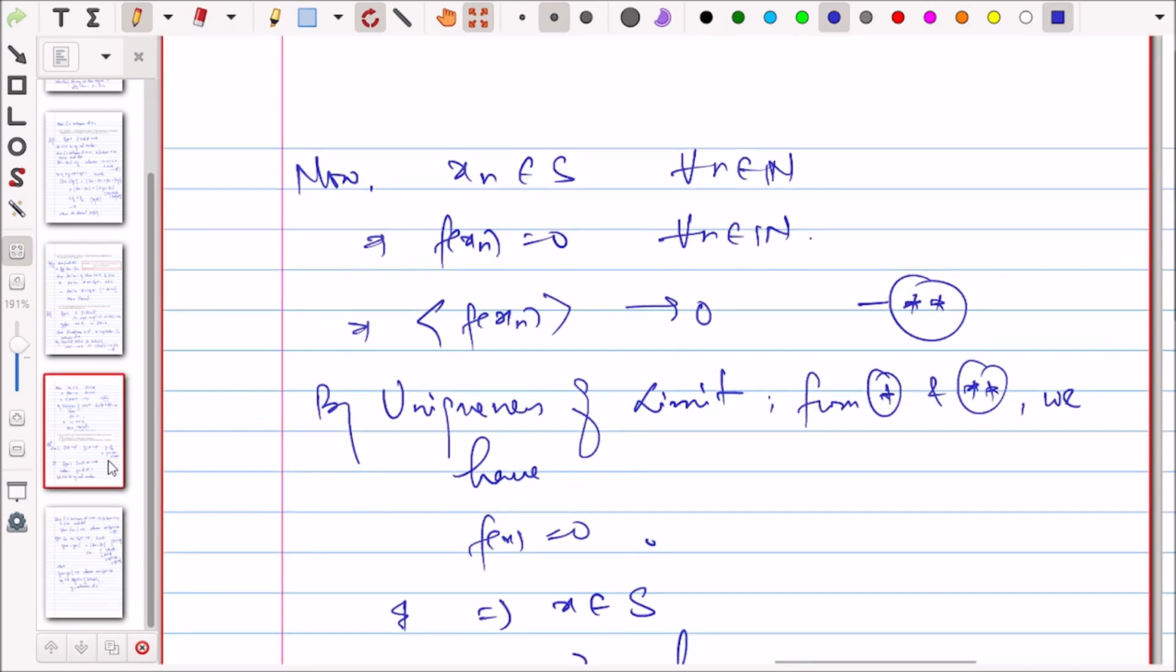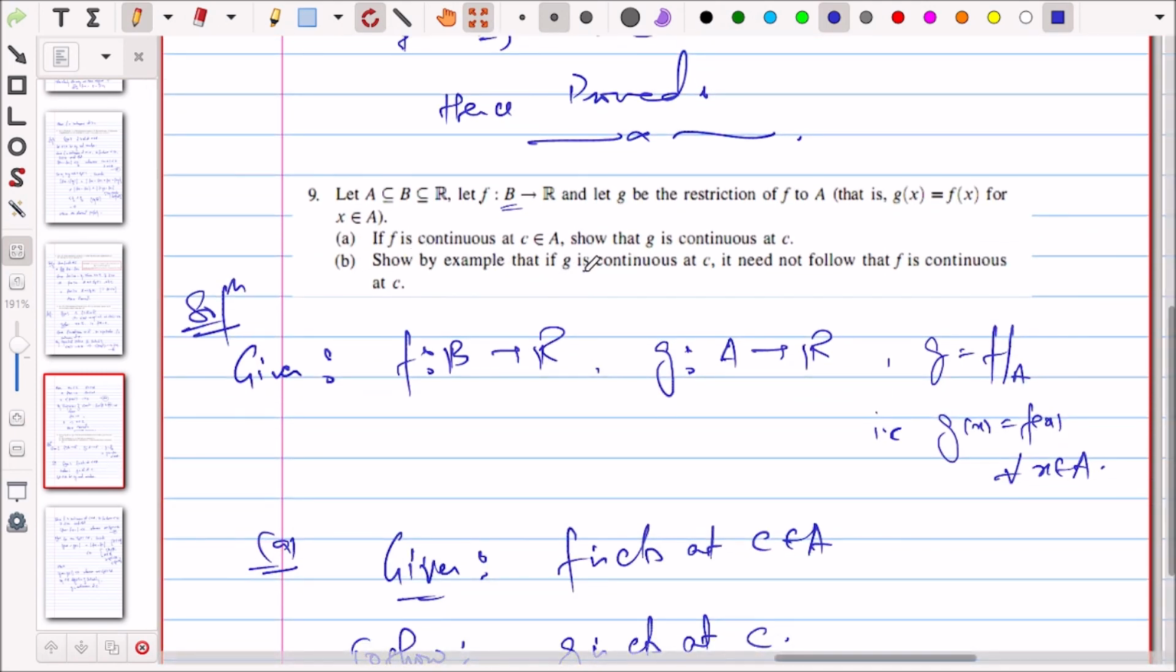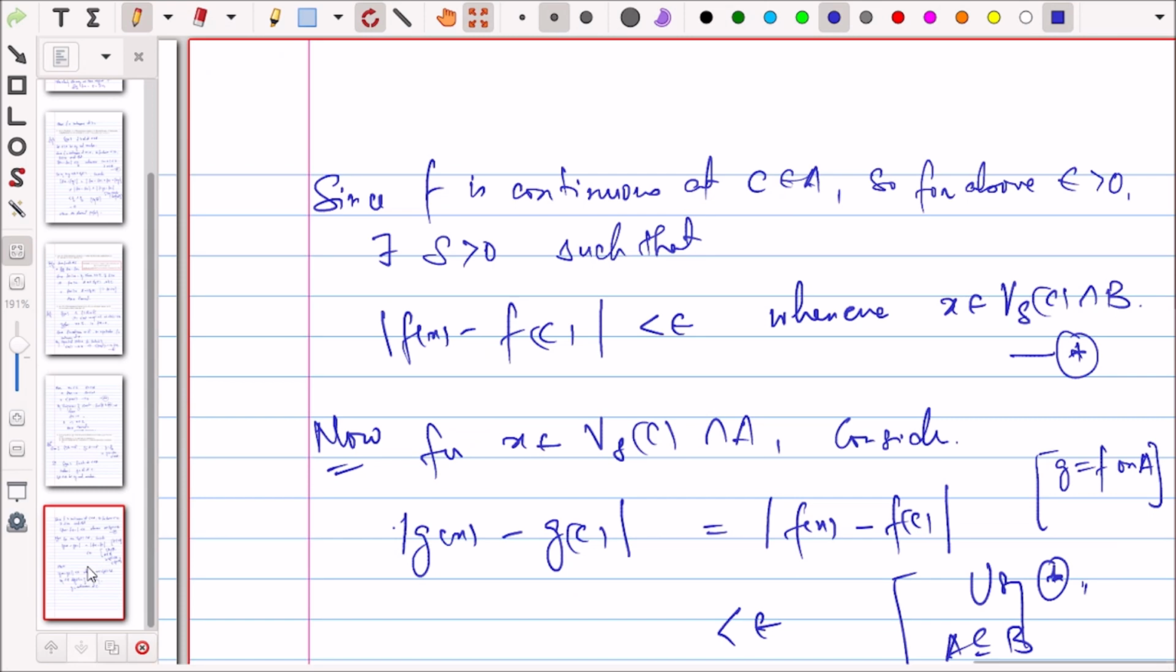Now let us see what we have to do in B part. In B part, we have to show by an example that if G is continuous at C, it need not follow that F is continuous at C. This is very easy. You can take the Dirichlet function here, with G defined on the set of rationals only. This is a very simple example.